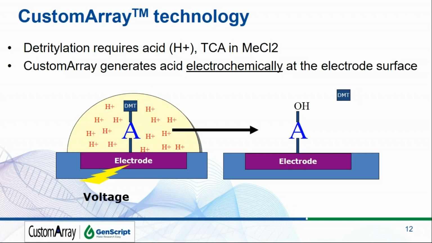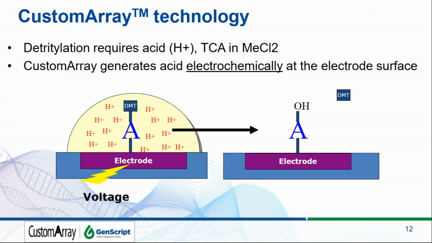Now, moving on to how we do it specifically. Again, as I mentioned, the trityl group, or the DMT, that protecting group, is acid labile. So what we do, instead of the normal way, which is to use a bulk acid like trichloroacetic acid, but that would remove all the protecting groups. We want to selectively remove these protecting groups, so we electrochemically generate an acid.